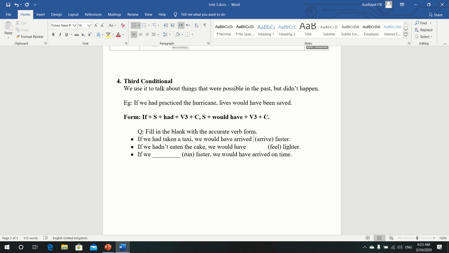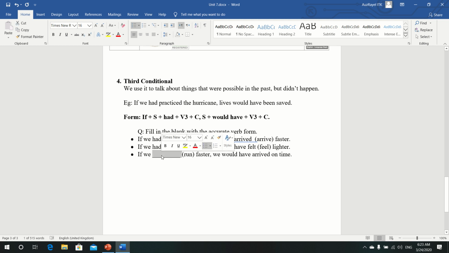Okay, and if we hadn't eaten the cake, we would have feel lighter. Feel, what is the verb 3 of feel? Felt. Okay, we would have felt lighter.